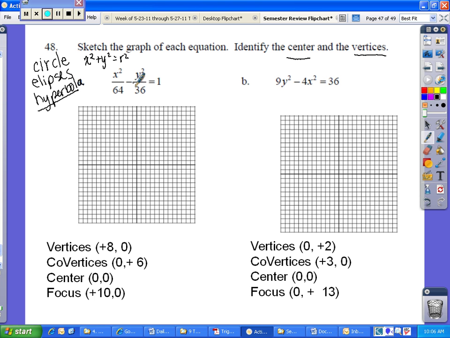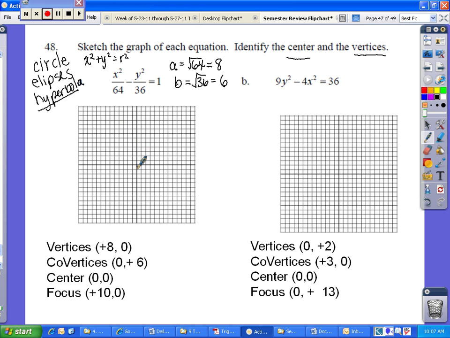So let's talk about some characteristics of hyperbolas. First of all, the a value is always on the bottom first. So that a squared is going to be equal to 64, which means a is equal to the square root of 64, which is actually 8. And b is always the second one in a hyperbola, which is the square root of 36, which is 6. So now that I've identified a and b, I can now go ahead and plot them, identify the vertices, covertices, and plot them.